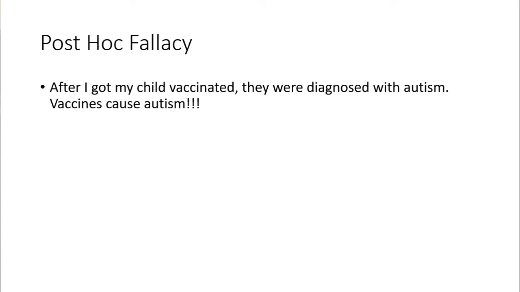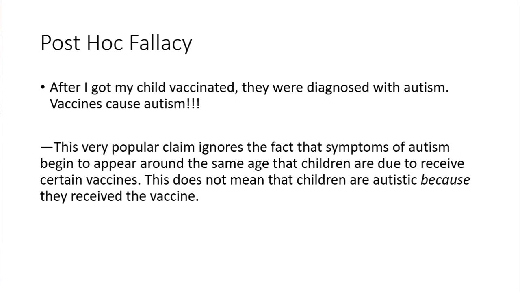So the post hoc fallacy, one example of this is: after I got my child vaccinated, they were diagnosed with autism. Vaccines cause autism. Here, what this person does is suggest that after an event, another event occurred, so the first one caused the second one. And this is an increasingly popular claim, which is really disheartening, but this is an example of a real-life version of a post hoc fallacy.